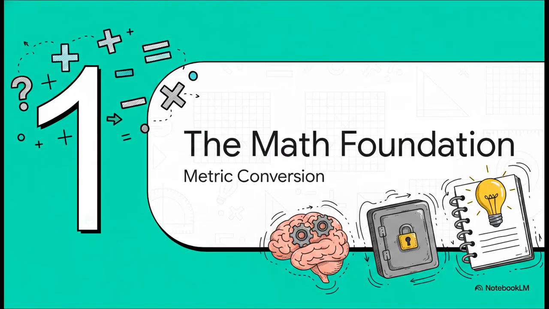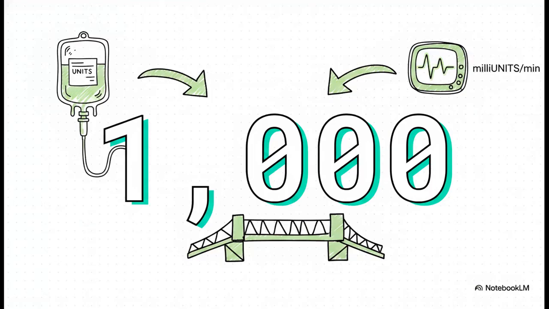All right, section 1, the math foundation. We're talking about the golden metric conversion. Before we even think about touching a formula, we have to cement one absolute core rule directly into our memory banks. 1 unit is exactly equal to 1,000 milliunits.